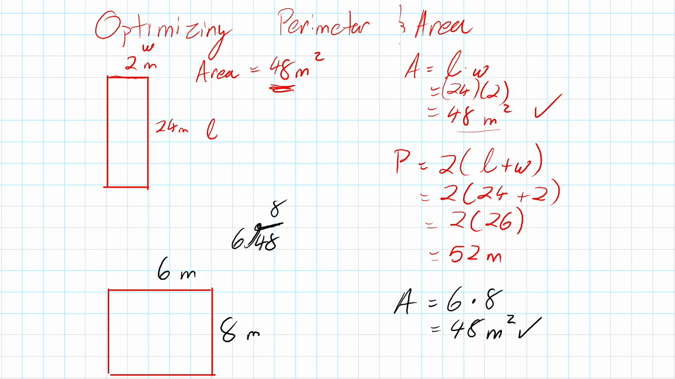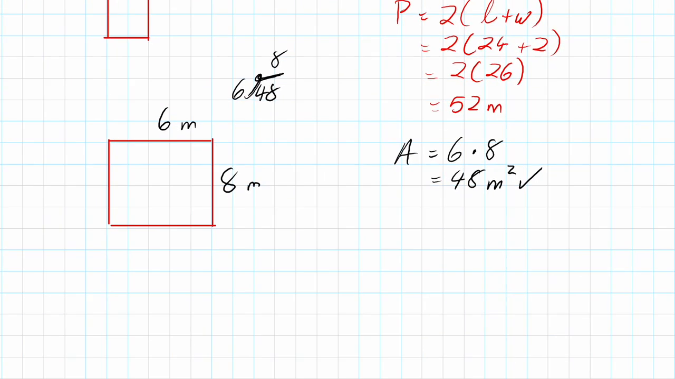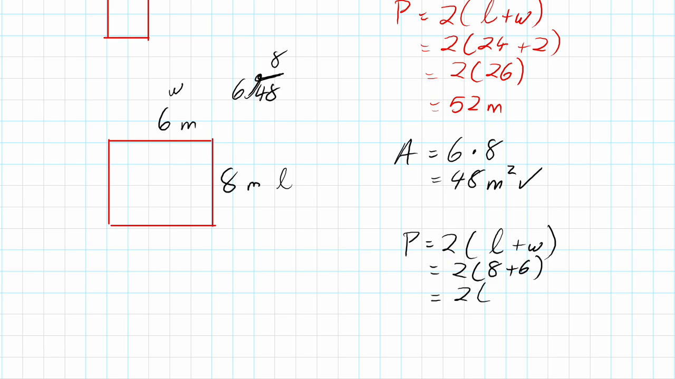So we have to do that every single time. We have to make sure that our length and our width, when multiplied by each other, equal 48. Next, we check the perimeter. We take that perimeter formula, length plus width, and see if we can get a smaller perimeter here. Our length is 8 and our width is 6. So 8 plus 6 gives us 14, and then 2 times 14 is 28 meters.